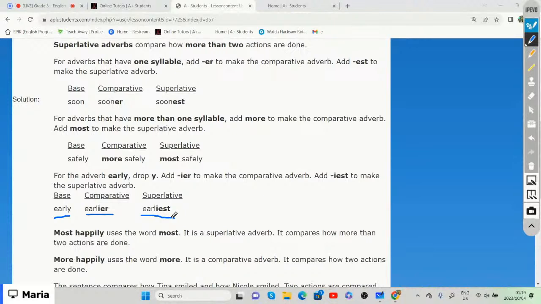All right, so that is basically our comparative adverbs, where we are comparing our adverbs, and we have comparative adverbs and superlative adverbs. And we said comparative adverbs compare two actions that are taking place. And superlative adverbs compare how more than two actions are done.